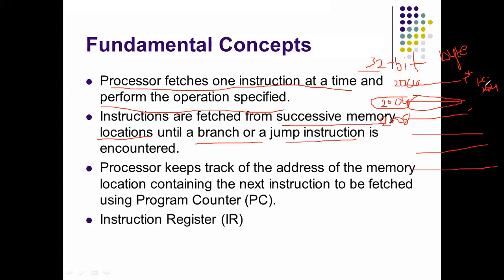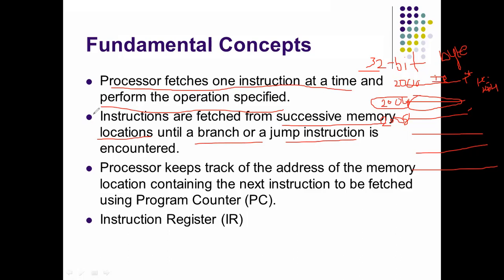What is the next instruction? That will be known by using this PC value. And IR means, suppose the first instruction is executed here, then in this instruction register the first instruction will be stored. The presently executed instruction will be stored in the instruction register. Do you understand?